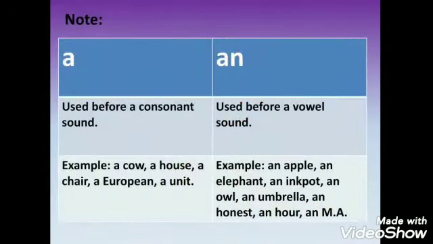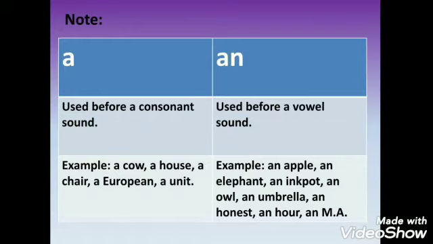There is a note to tell us when to use a and when to use an. A is used before a consonant sound and an is used before a vowel sound. What we need to remember is the sound. Here it is mentioned about the sound, not the letter or the word.